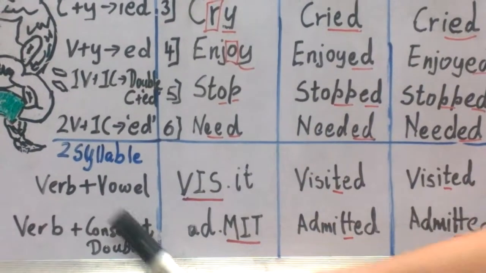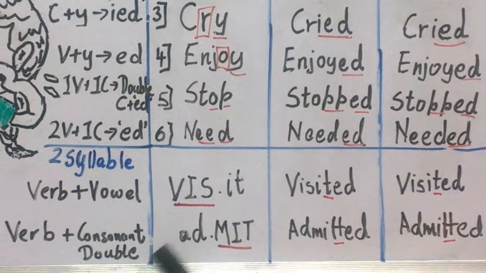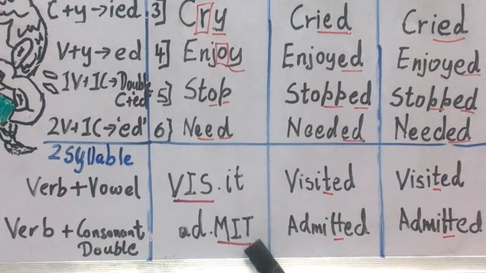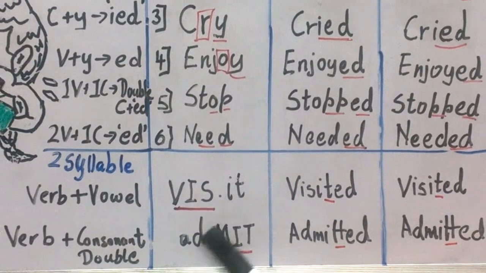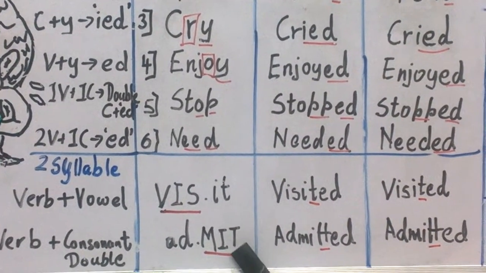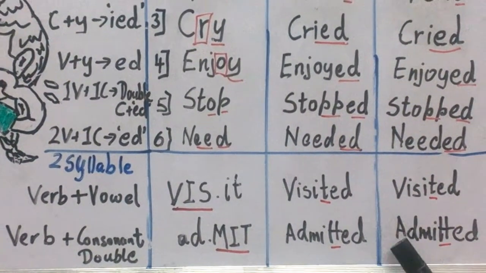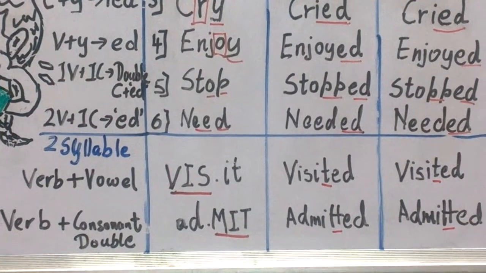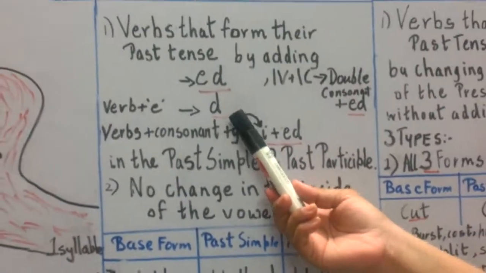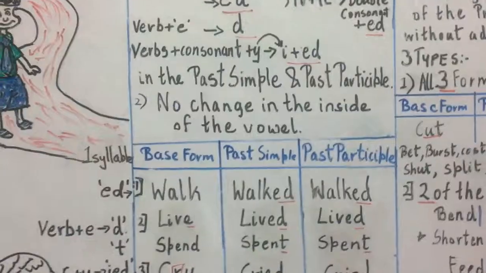Now what happens when we see a verb ending with a consonant? Yes, you have to double it. Like we see admit, the stress is on mit. We do not stress the first syllable, but when the second syllable is stressed, immediately double the consonant, so it becomes admitted, and the past participle also becomes admitted. So always remember that verbs that form their past tense by adding an ed or d mostly. And these are the six rules you have to learn.